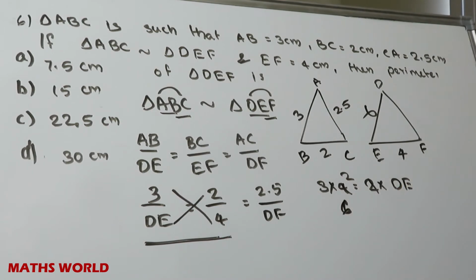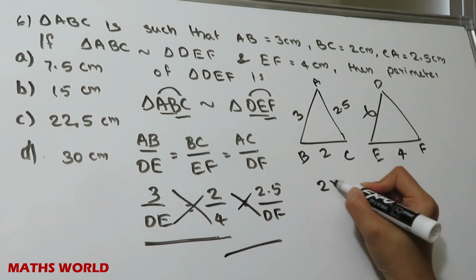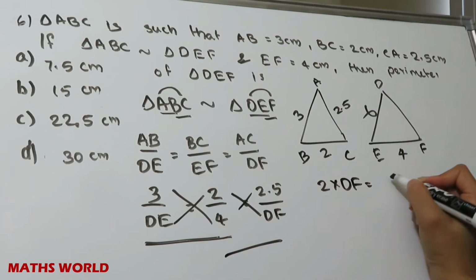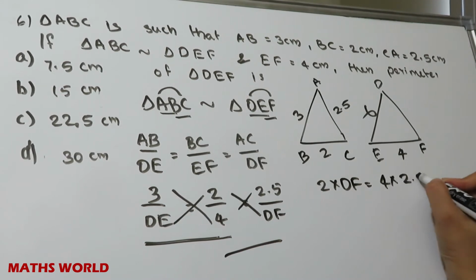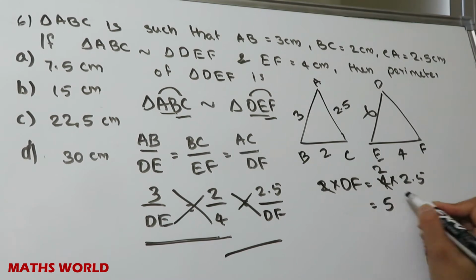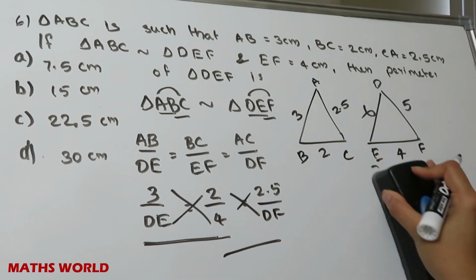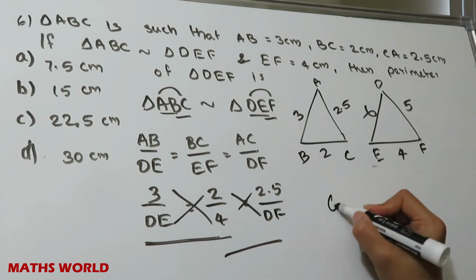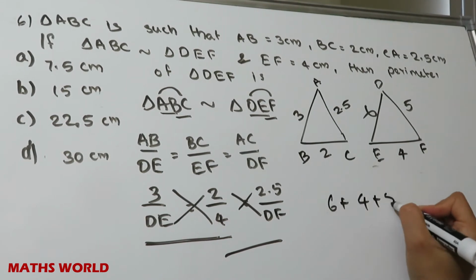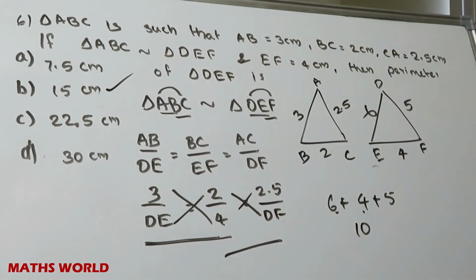Then we can find the value of DF by using these two equations, that is, cross multiply these two values. 2 into DF is equal to 4 into 2.5. 2 2s are 4, 2.5 into 2 is equal to 5. DF is equal to 5. Now find the perimeter. Perimeter is equal to 6 plus 4 plus 5. 6 plus 4 is 10, 10 plus 5 is 15. Option B is the answer.